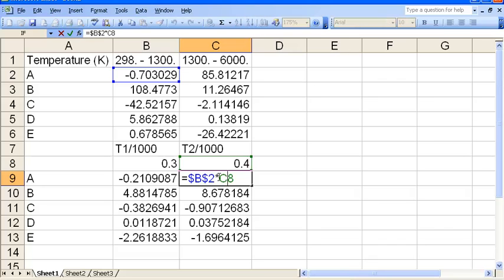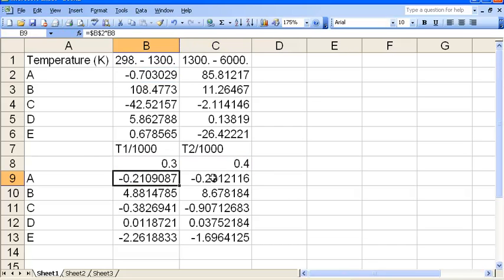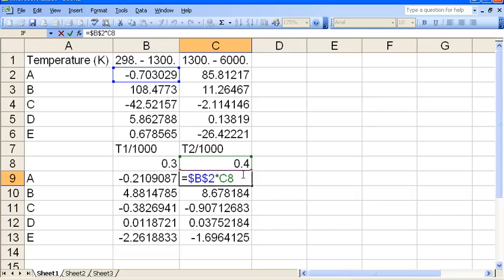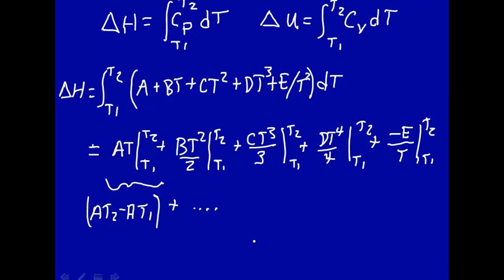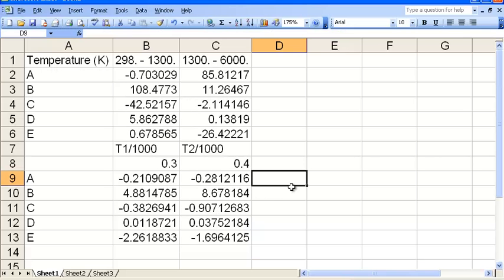Now we're just going to copy these over here. And the ones that we put dollar signs around didn't change when you copied them. However, this one, B8, is now changed to C8, which is up here for T2. So here are the terms evaluated at T1. Here are the terms evaluated at T2. And what we want to calculate is the terms evaluated at T2 minus those evaluated at T1.